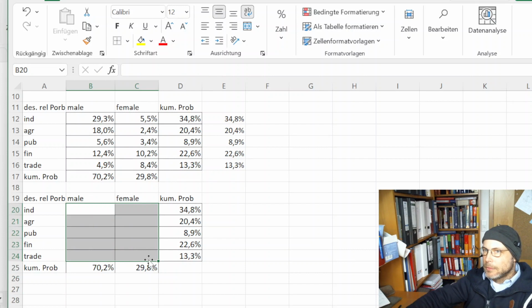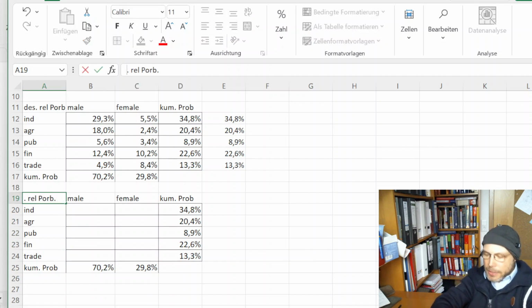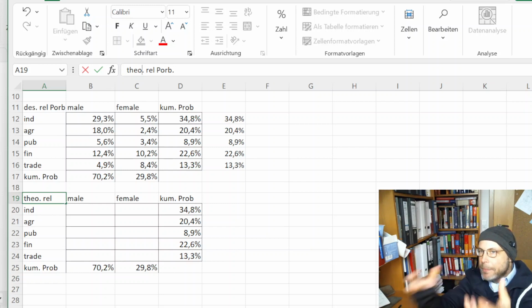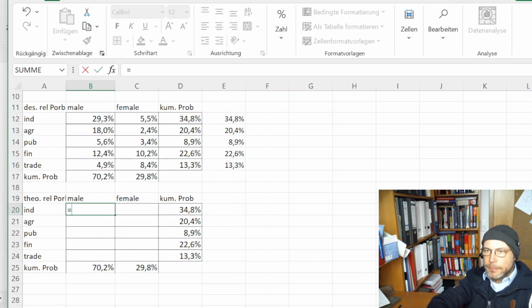And now we calculate the theoretical probabilities with the assumption that both attributes are independent. And just remember, this means that we can just multiply these cumulative probabilities. So in this cell, we have to multiply 0.7 times 0.38. So we do it.